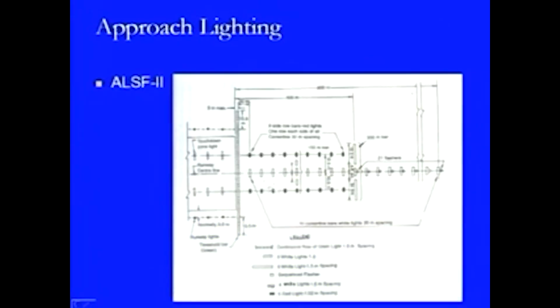Then, if we look at the ALSF2 condition, in this case we are increasing at this location, as well as there is one row on this side and another row on this side of red lights, and these are provided at a 30 meter spacing. So, that is the difference between this system and the other system, that is, for the high intensity conditions.